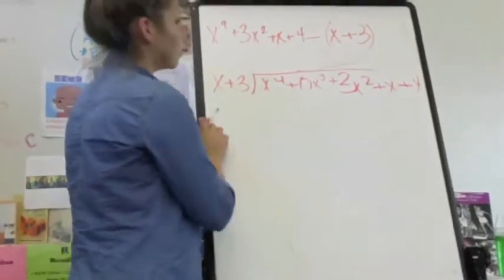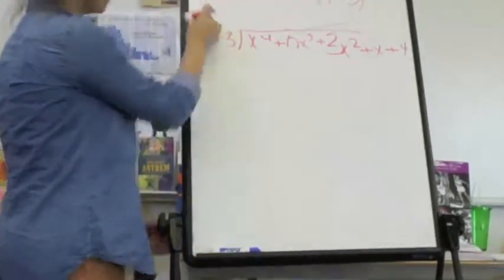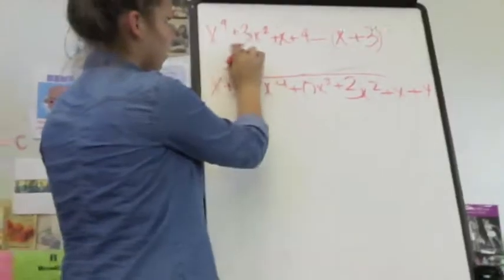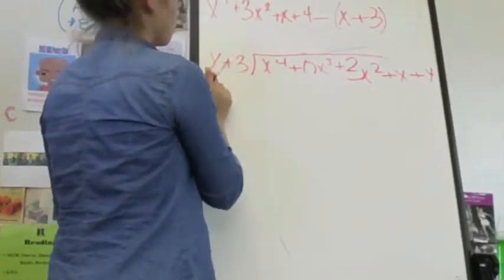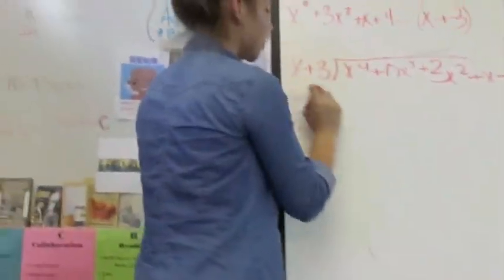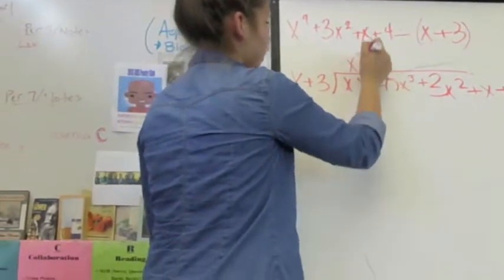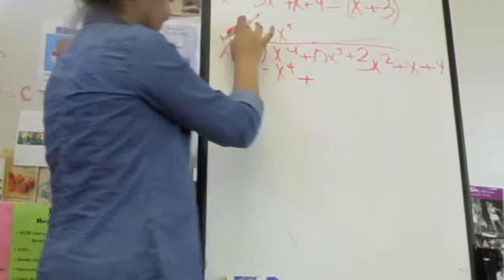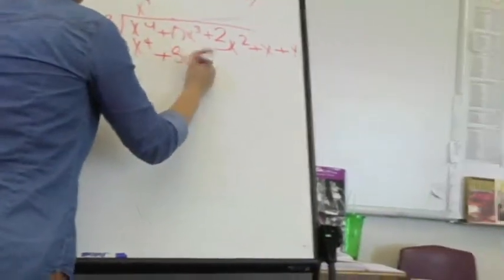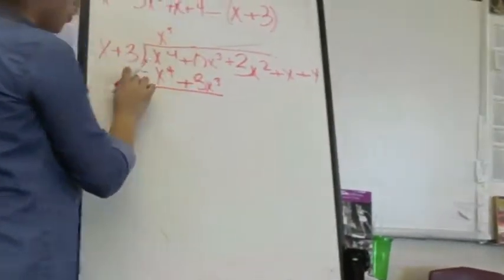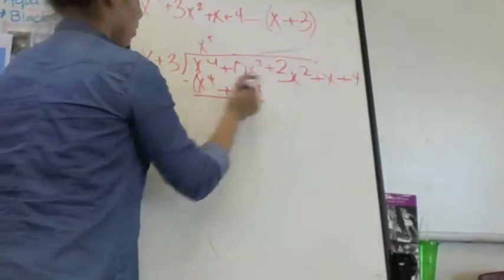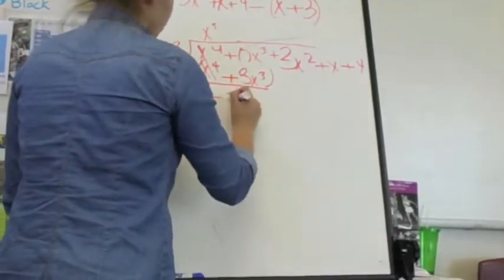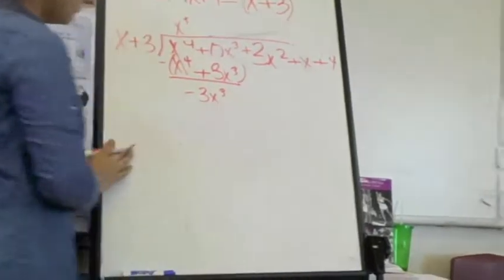Next equation. This is missing a term. So when you miss a term, you have to plug in a 0 in place of what you're missing. So if you have x plus 3, you need an x to the third. Then you multiply these two, giving 3x to the third. But you don't just subtract this, you distribute it. So this will cancel out, and this would be negative 3x to the third. And you just repeat that.